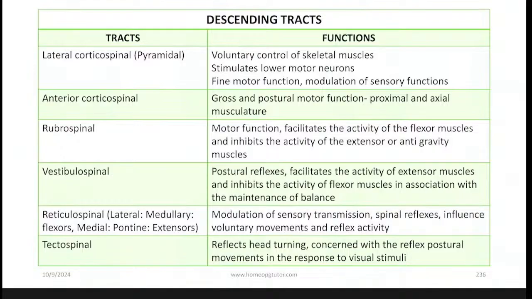Lastly, let us see about the tectospinal tract. Tectospinal tract basically deals with head turning. It reflects the turning of the head, and is concerned with reflex postural movement in response to visual stimuli. Suddenly, with a visual stimulus, we tend to move our posture accordingly. All those are dealt with the help of the tectospinal tract.